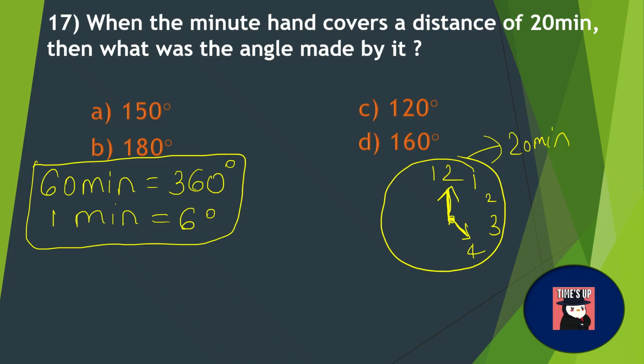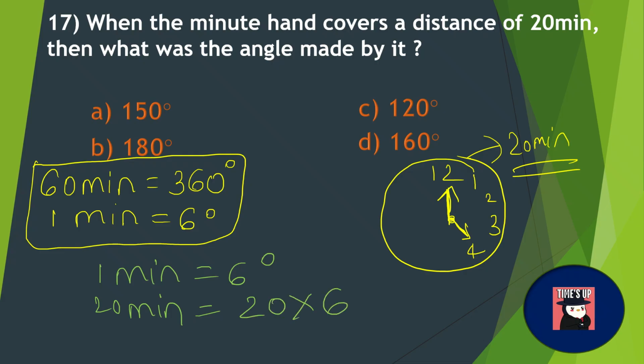So how much will 20 minutes make then? What degree will the 20 minute make? They have asked. 1 minute is equal to 6 degree. 20 minutes will be what? It will be 20 into 6. That will come to 120 degree. 120 degrees is the right option. That is, C is the right option. Understanding?